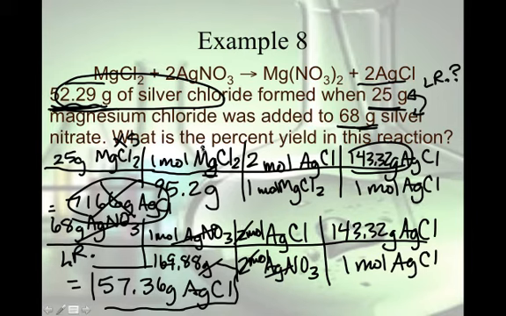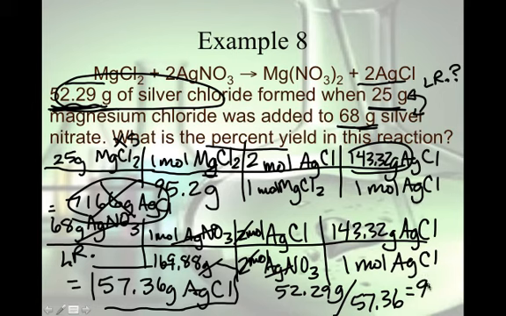And our question, back to the question finally, says, what is the percent yield? So we've done all this work and we still haven't even answered the question. Okay, remember what we do? Take what you got, 52.29, and divide by what you should have got, 57.36. And what percent is that? 91.2%.